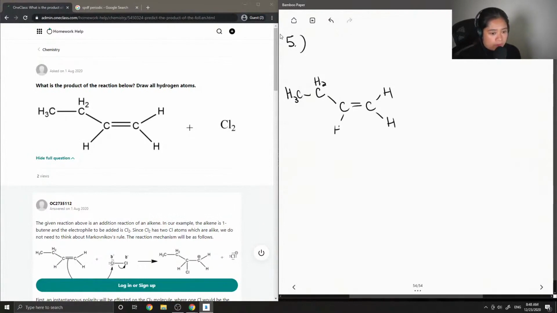So we have a 4-carbon chain with a double bond at the end, and it is added with chlorine.